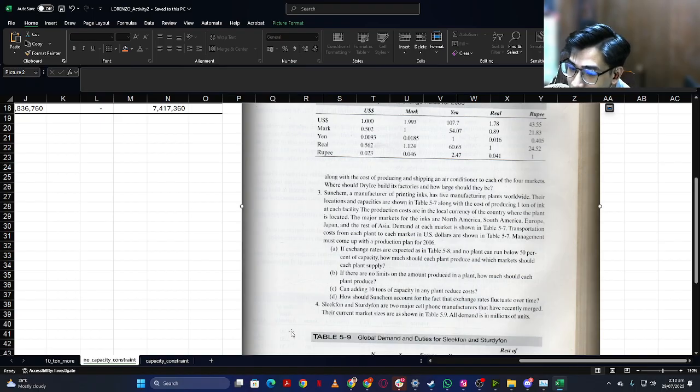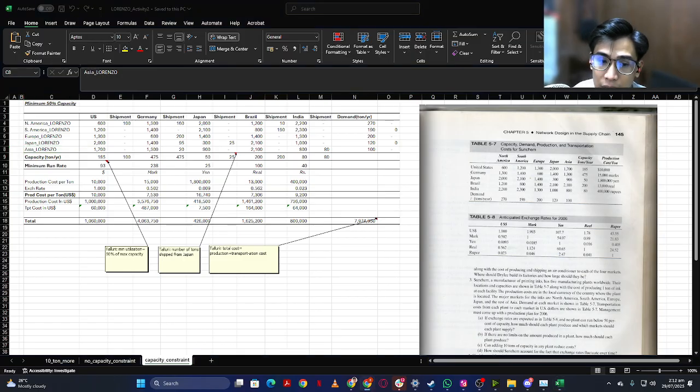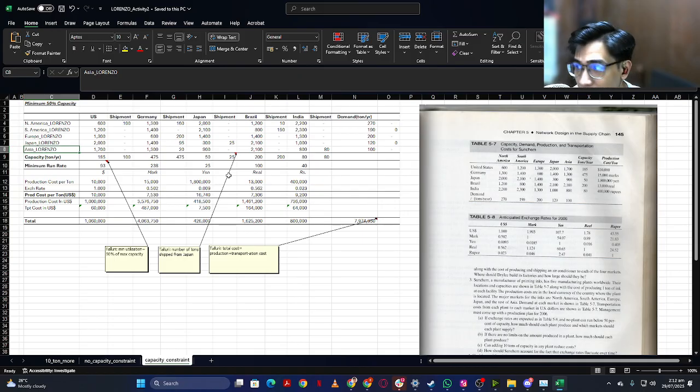All right. So let's begin with the first table that I did here. Keep in mind the overview of the case, Sunchem. Sunchem has five manufacturing plants worldwide located in North America, South America, Europe or Germany, and Japan or Asia, which is in India. The production capacities, demand in various markets and transportation costs are provided in table 5 to 7, while table 5 to 8 contains the anticipated exchange rate for the year 2006. The major markets that require ink supply are also in the five regions mentioned above: North America, South America, Europe, Japan, and Asia.